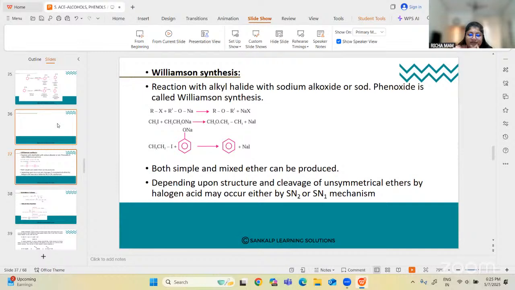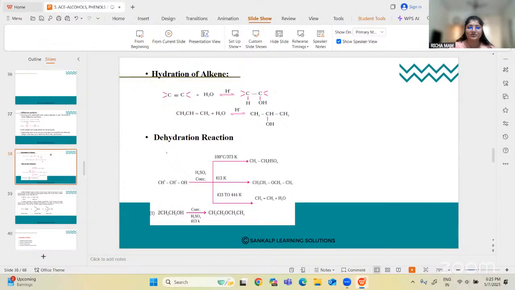Okay, so next we are going to see the methods of preparation of ethers. The first method of preparation is by dehydration of alcohol. So here you can see, the first method is from dehydration.